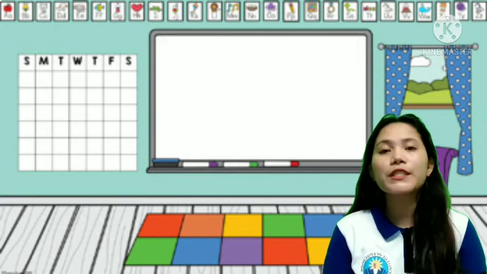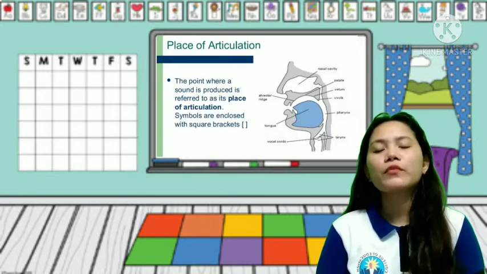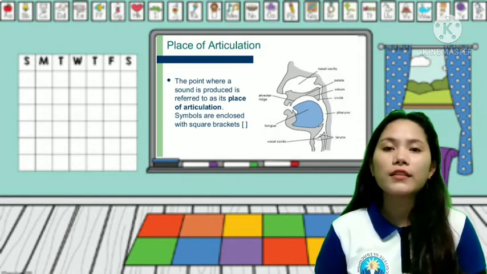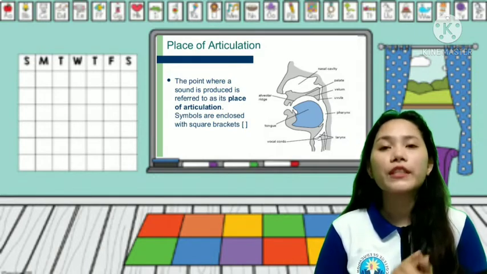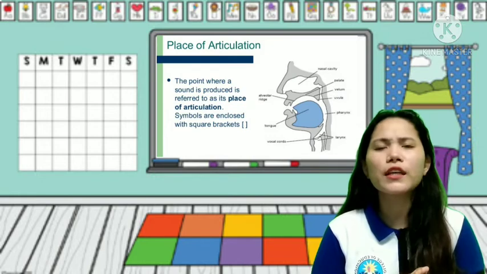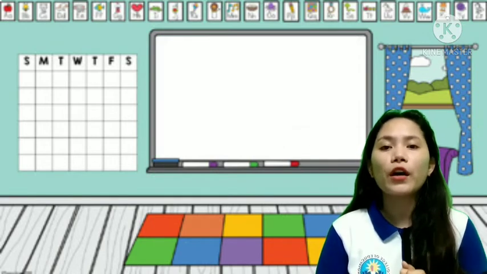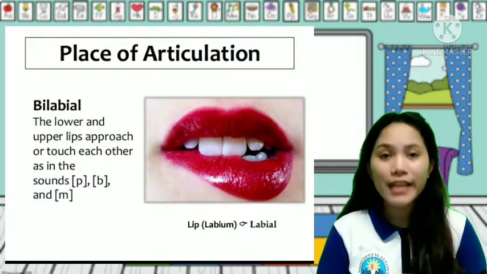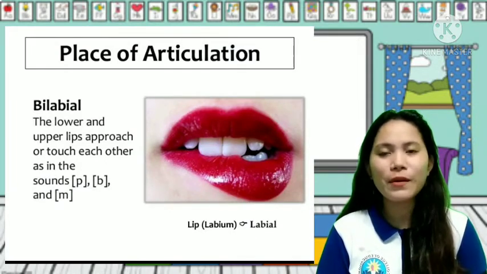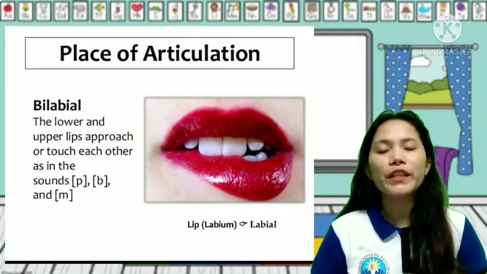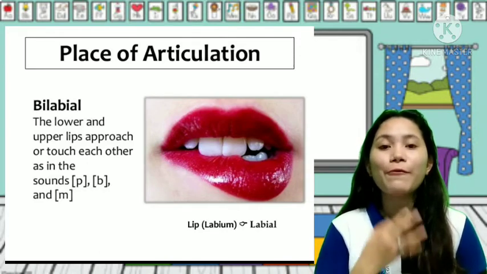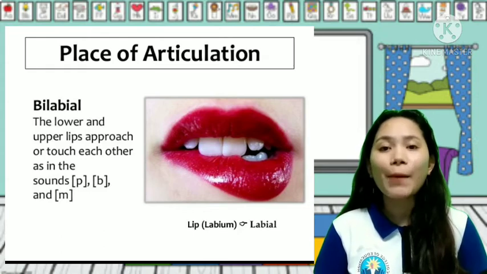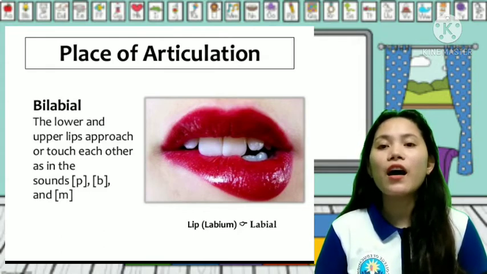Okay, so now let's proceed to the place of articulation. The point where a sound is produced is referred to as its place of articulation. Symbols are enclosed with square brackets. Number one is the bilabial. From the word bilabial, it involves your lips, or labial, right? So the lower and the upper lips approach or touch each other.